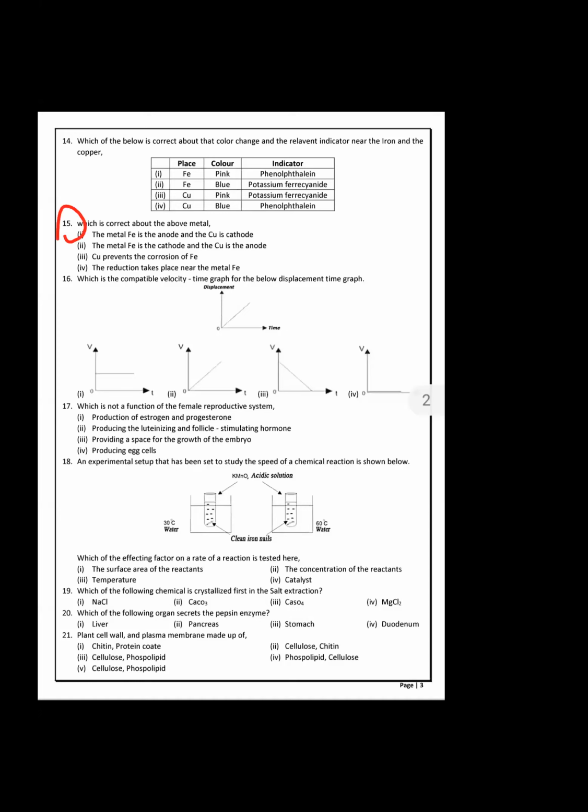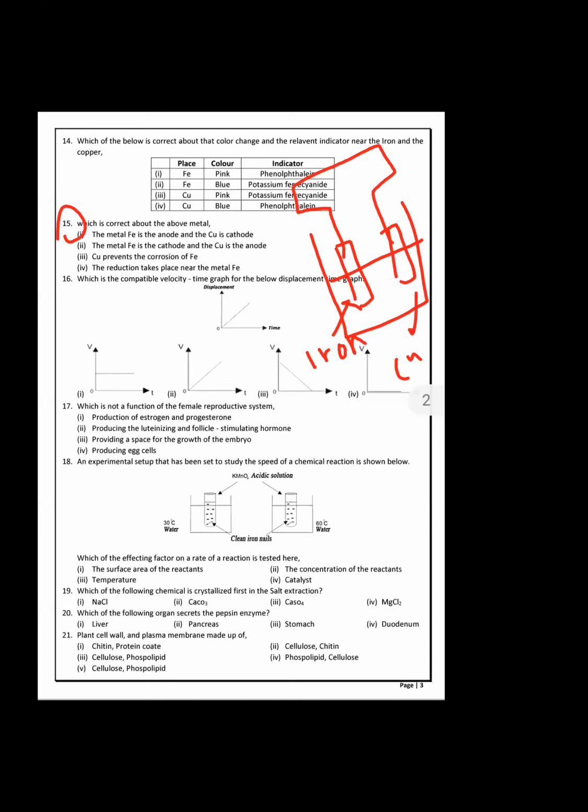When we consider this 15th question, this is the iron strip, this is the copper. Here the solution is sulfuric acid. Okay, this is the sulfuric acid.